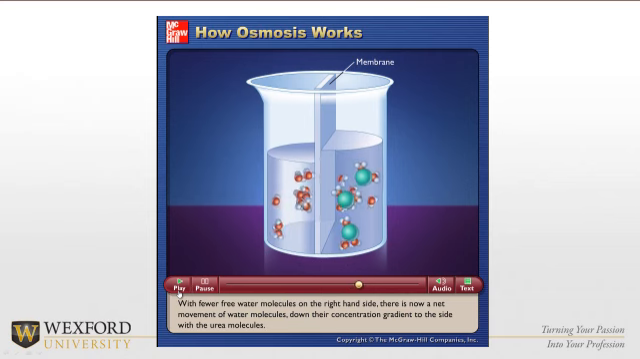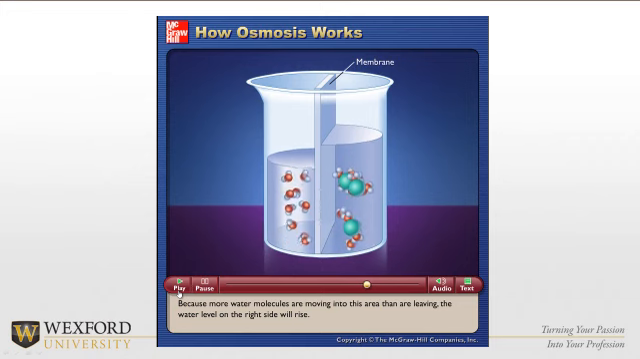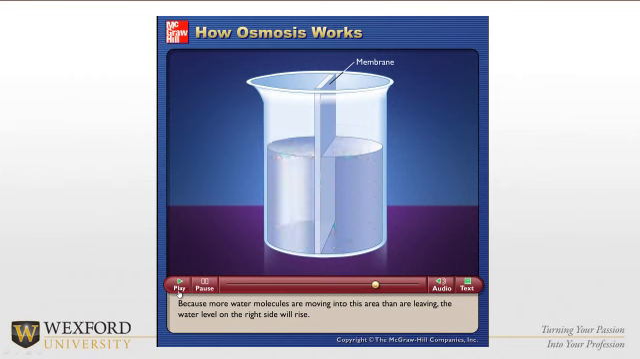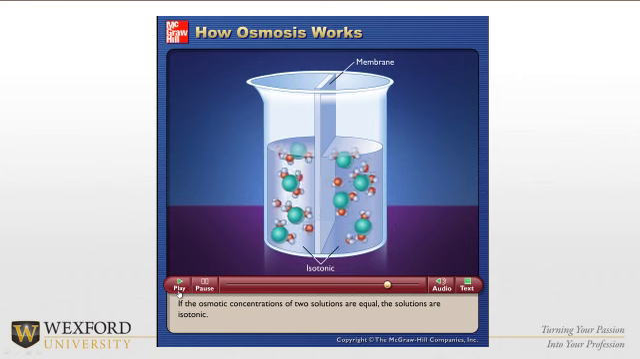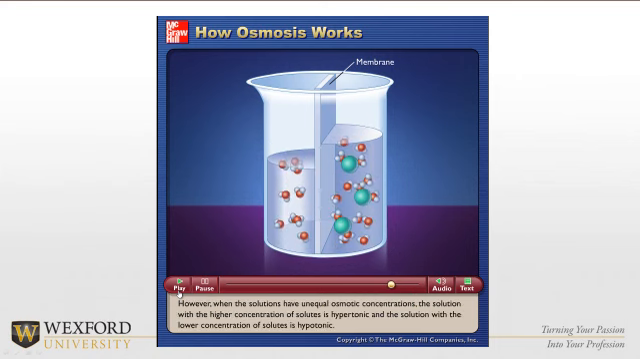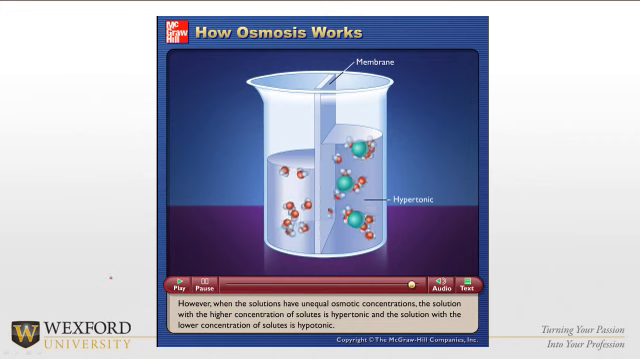Because more water molecules are moving into this area than are leaving, the water level on the right side will rise. If the osmotic concentrations of two solutions are equal, the solutions are isotonic. However, when the solutions have unequal osmotic concentrations, the solution with the higher concentration of solutes is hypertonic, and the solution with the lower concentration of solutes is hypotonic.